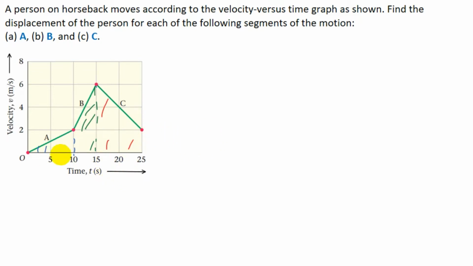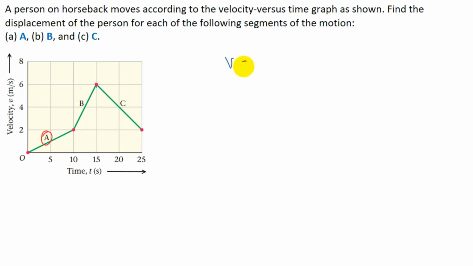Now the next method, we can use the equations of motion that we derived earlier, and the third method would be you can find the average velocity for this segment of the motion, and then you can multiply it with this time to find the displacement. So let's use this method to find the answer.